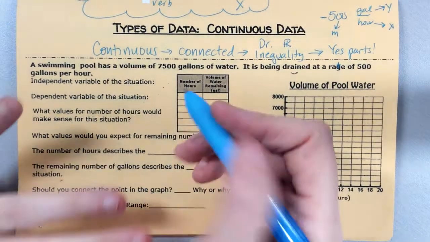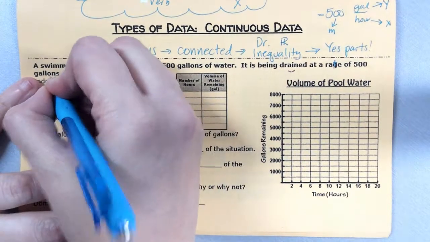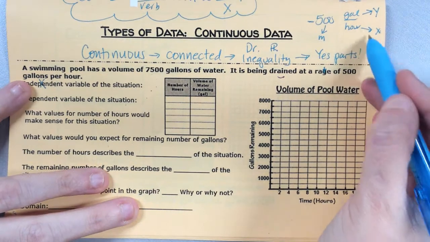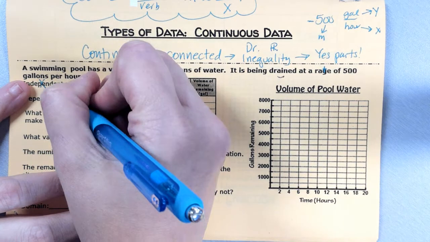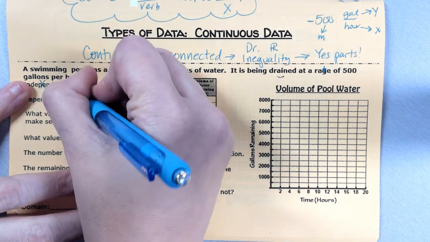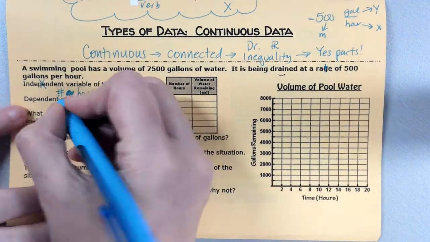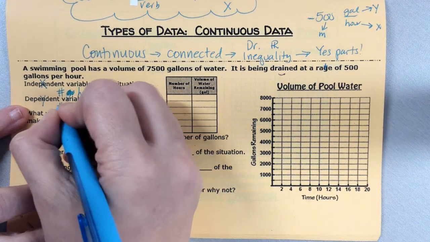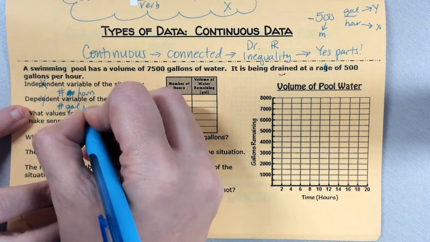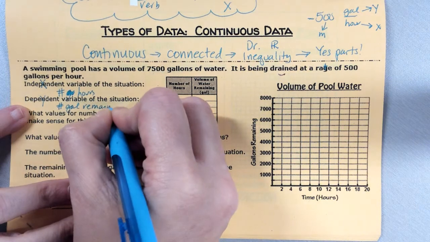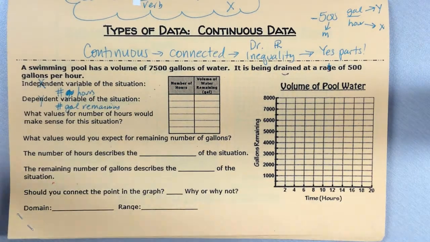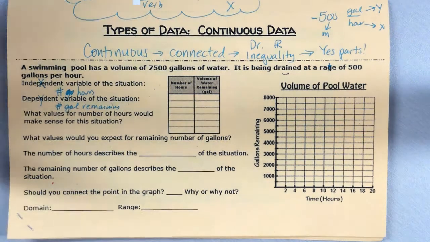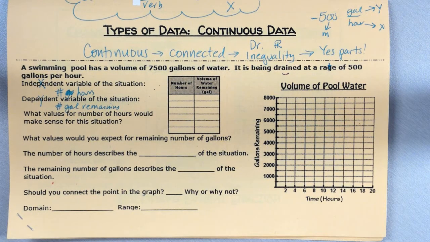So what's my independent variable? That's my X, right? Well, that's my number of gallons, right? Wait, what? No, it's number of hours. I'm sorry. My number of hours. My Y is my number of gallons remaining. It's remaining because I'm draining the pool, so we're looking at how much water is still in the pool. Okay, we got time, don't worry.